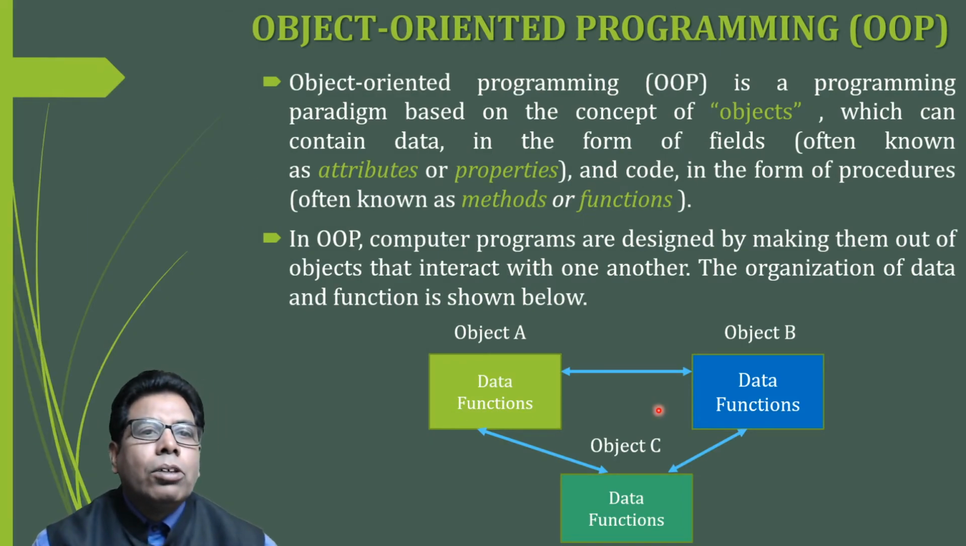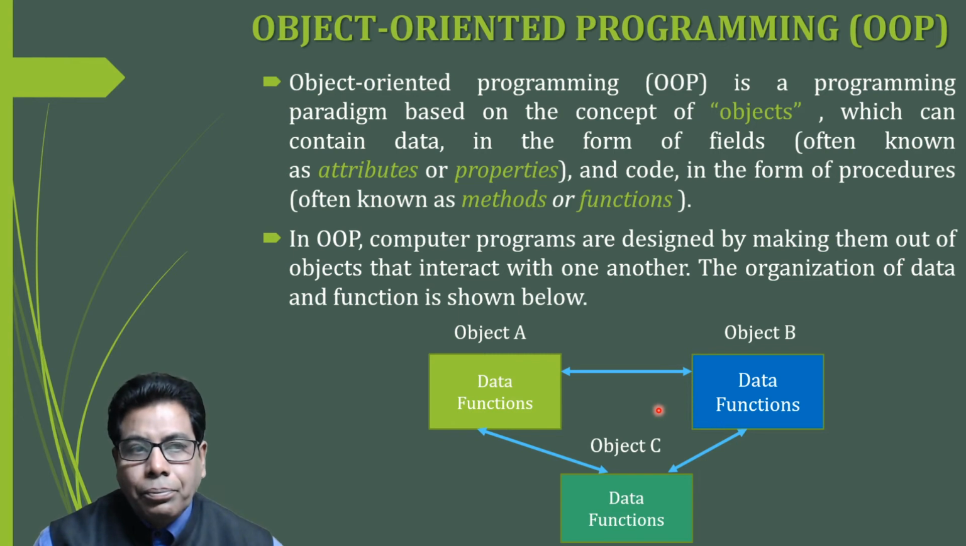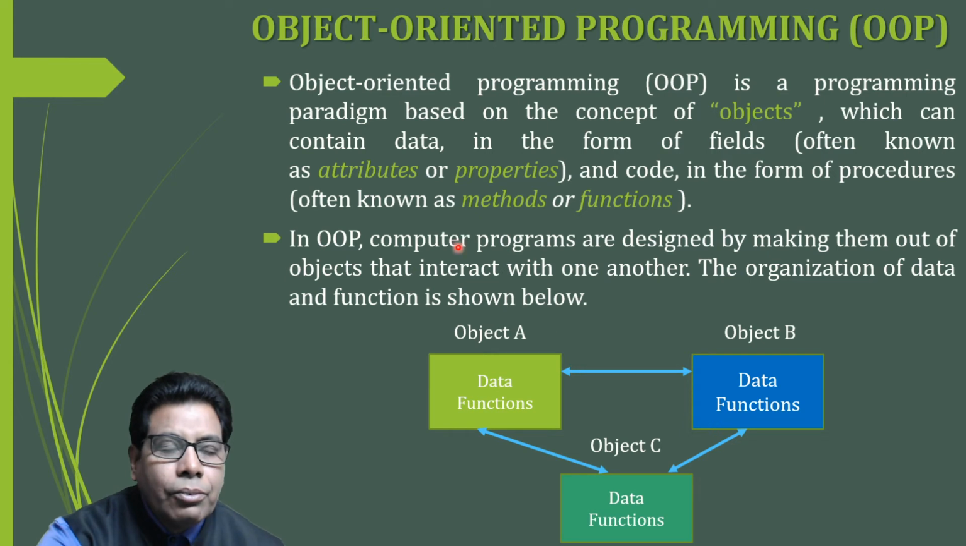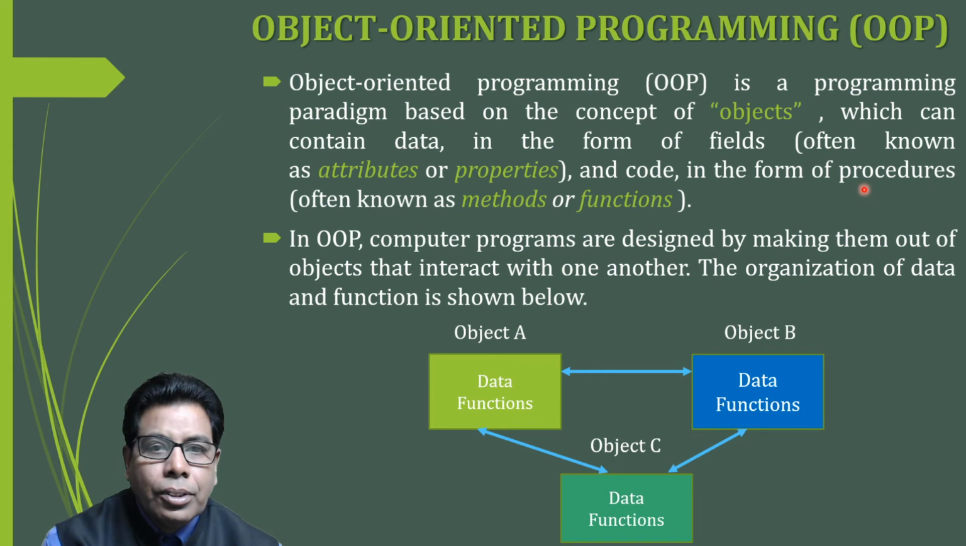Then the next is object oriented programming, or OOP. This is a programming paradigm based on the concept of objects. The objects contain data in the form of different fields, which are called the attributes or properties of the objects, and they also have procedures, and these procedures are called functions or methods. Basically, we create the objects with the help of a class.